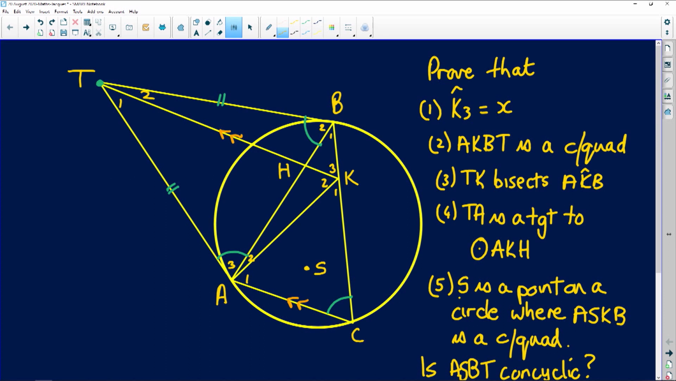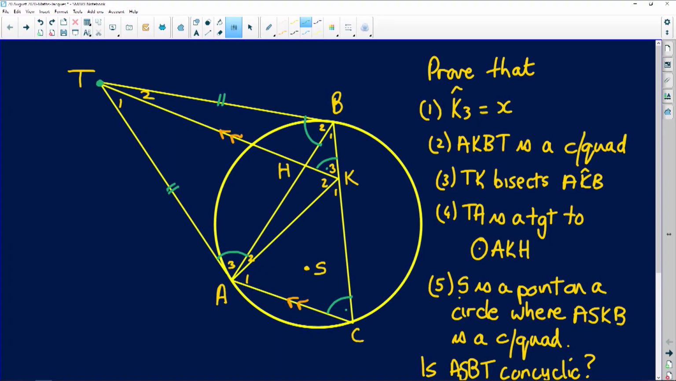So TK is parallel to AC. Now that means, look at this, that this angle at K3 is equal to the angle at C. Well, why am I saying that? Those two lines are parallel. Here's the transversal BC. So those two are corresponding angles that are equal to one another because of the parallel lines. Okay, let's see if there's anything else.